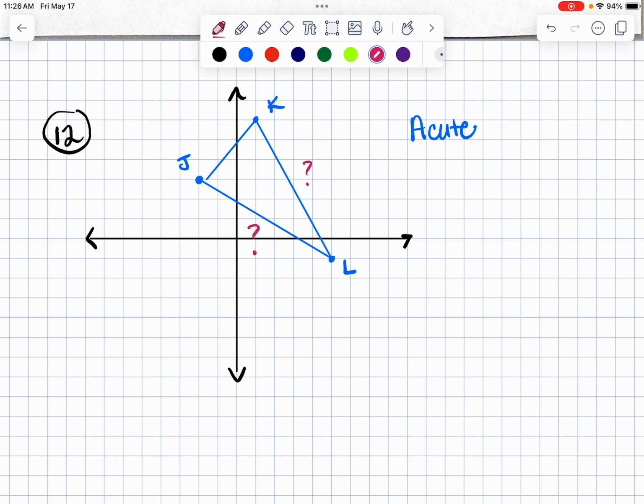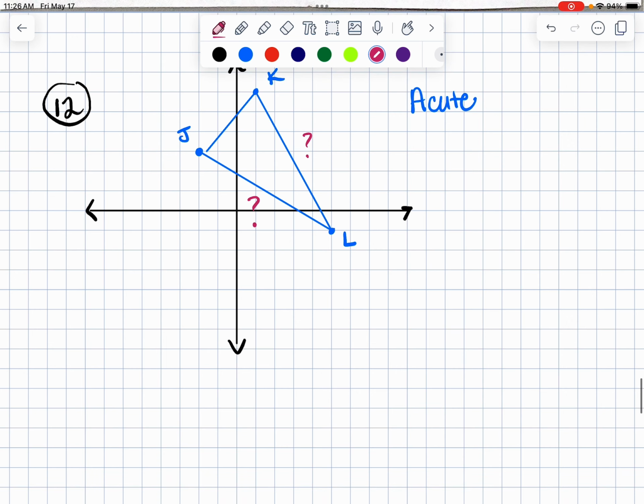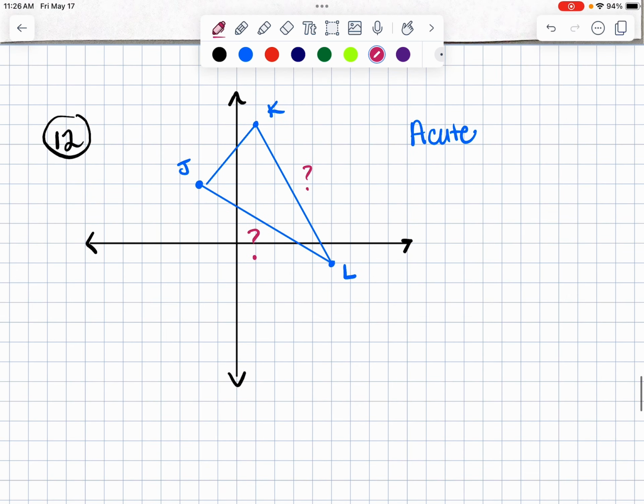In order to check that, I do have to use the distance formula. Again, the distance formula is on your answer key that's posted elsewhere, so please go take a glance at that. I'm going to find the distance from K to L first. So I'm just using those coordinates that I have.